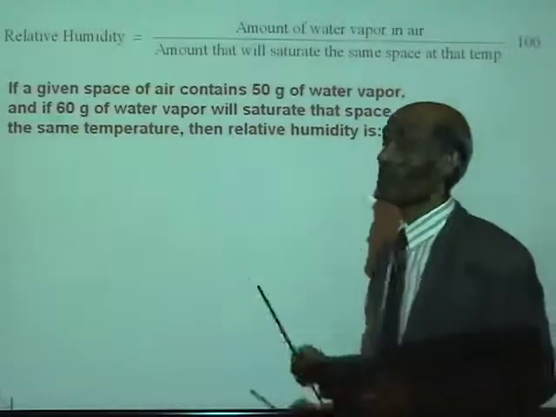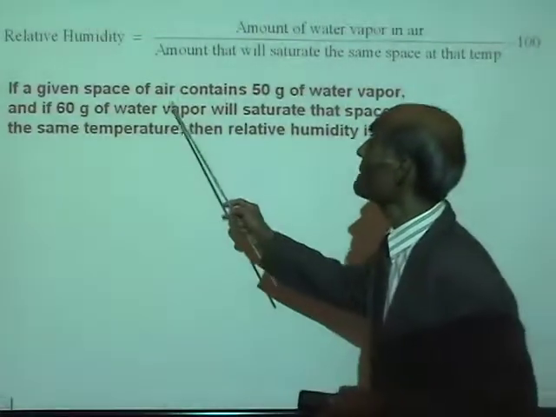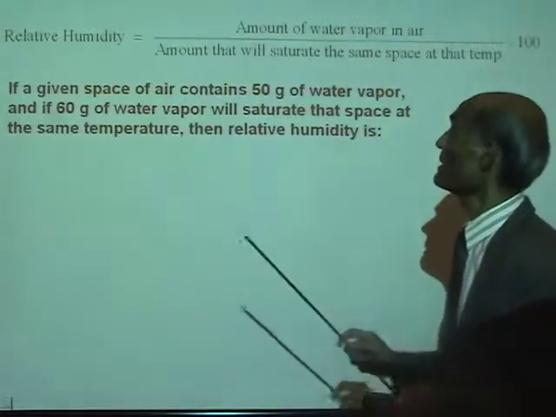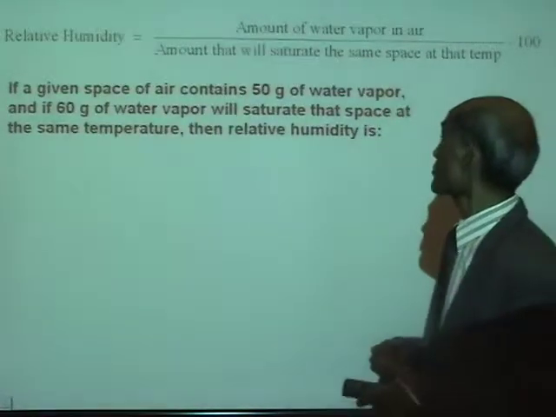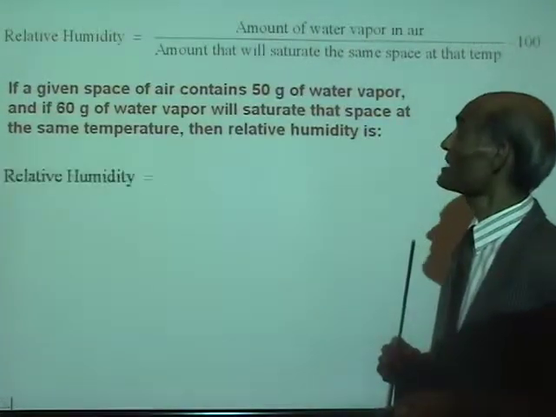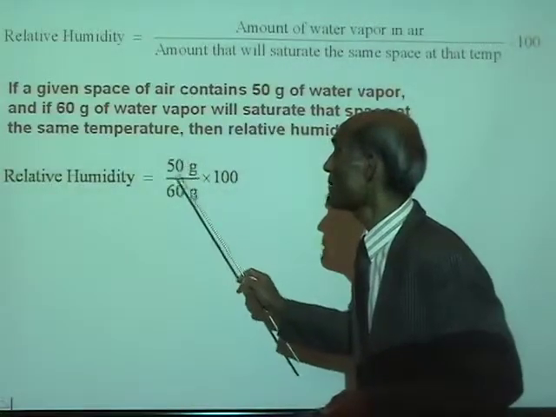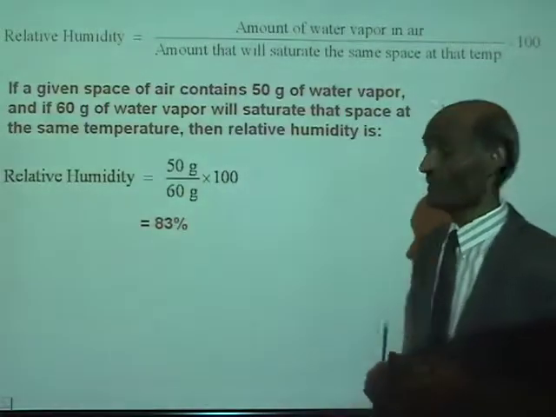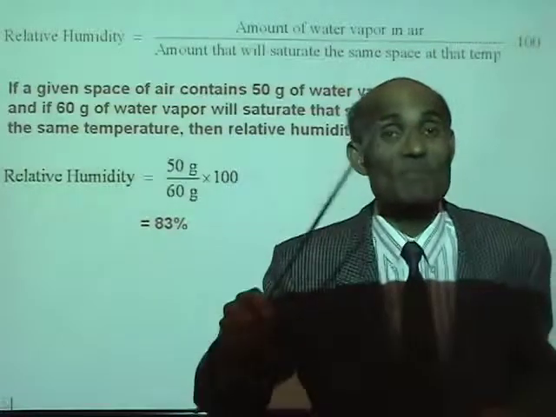Alright, let me give you another example. If a given space of air contains 50 grams of water vapor, and if 60 grams of water vapor will saturate that space at the same temperature, then what is the relative humidity? Relative humidity is 50 grams divided by 60 grams multiplied by 100. That is 83%, the relative humidity of that space.